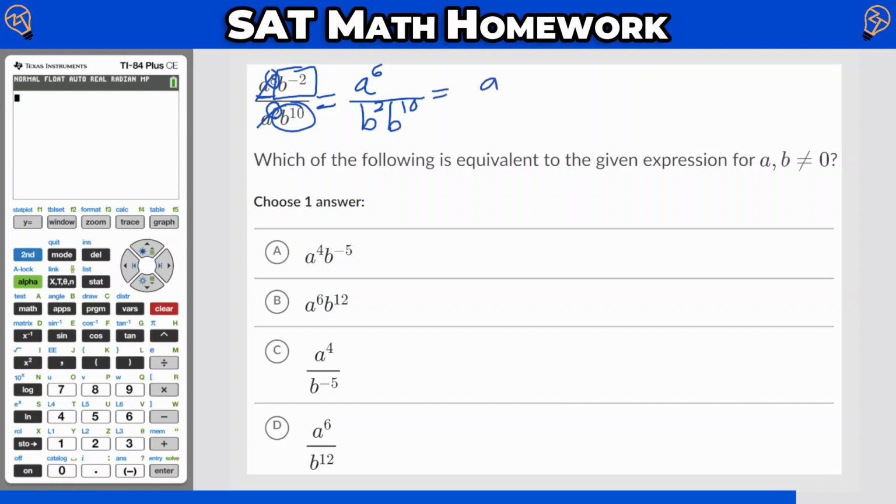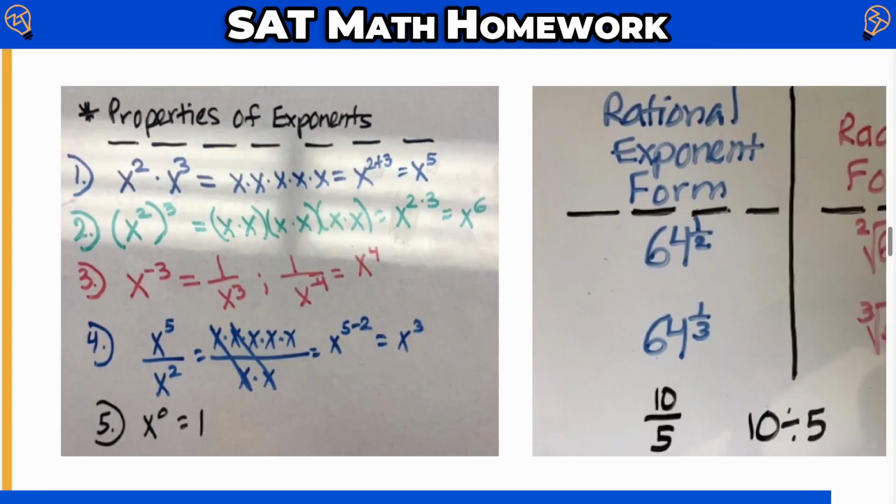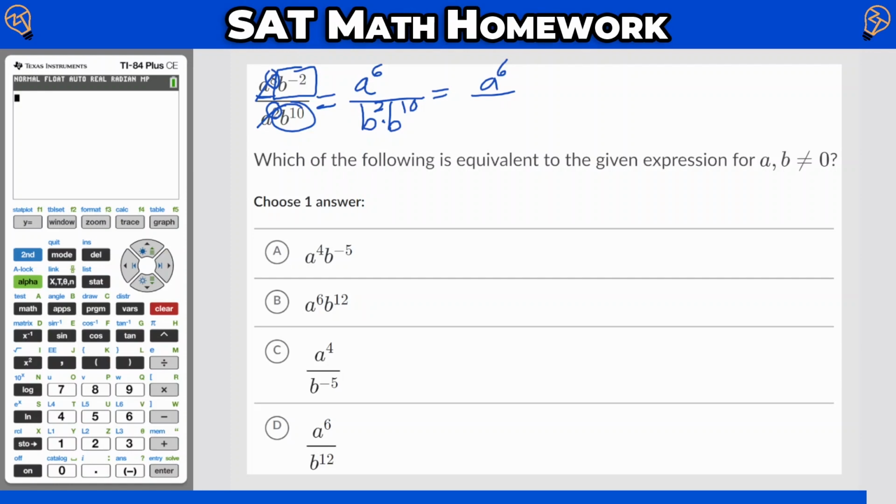And our last step is we notice that because these b's are on the same level, we're going to go ahead and incorporate the property number 1, which is where you add the exponents. And so when we add the exponents, we get 12, and now this matches with option D.